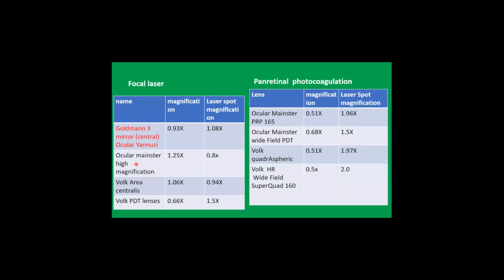Lenses have different magnifications, and so they also have an effect on the laser spot size. For example, for PRP, the spot size that you are seeing on the retina is usually lower than the actual spot size because of what? For example, with the 165, the magnification is 0.51 times.